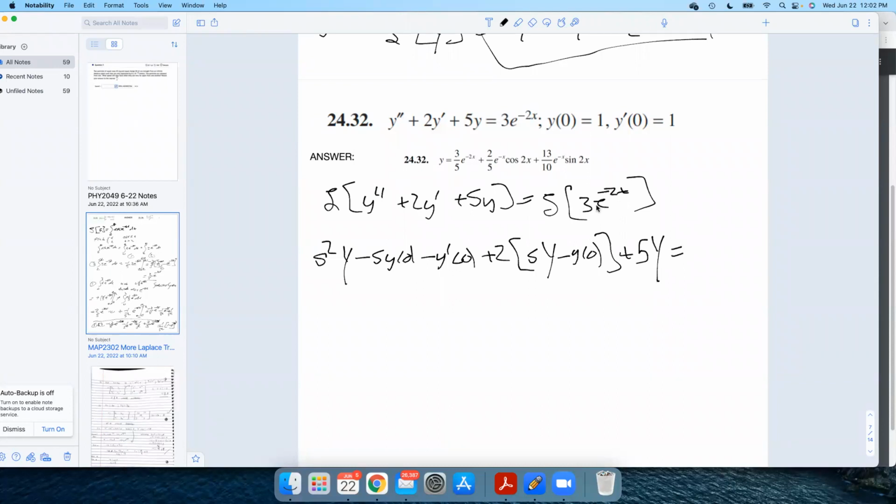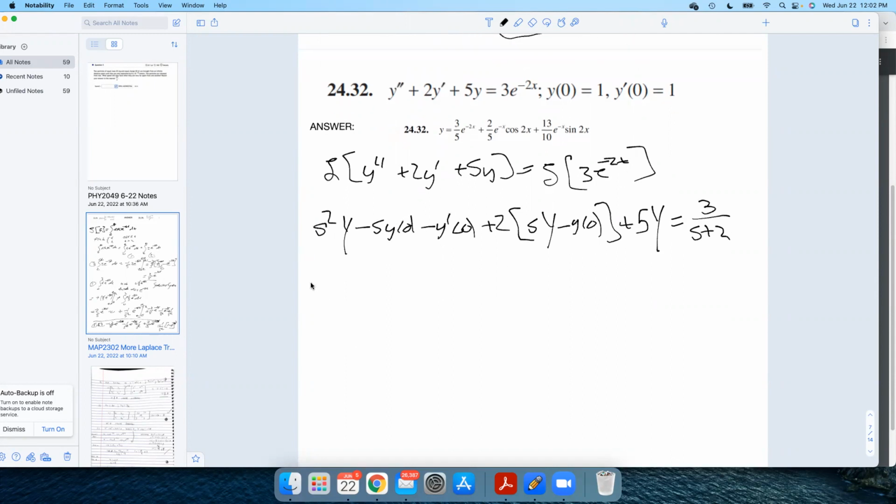The Laplace transform of e to the negative 2t will be 3, the 3 comes along for the ride, and then we get 1 over S plus 2. Okay, we fill in our initial conditions. So S squared capital Y minus, let's see, y of 0 is 1, so minus S. y prime of 0 is 1.